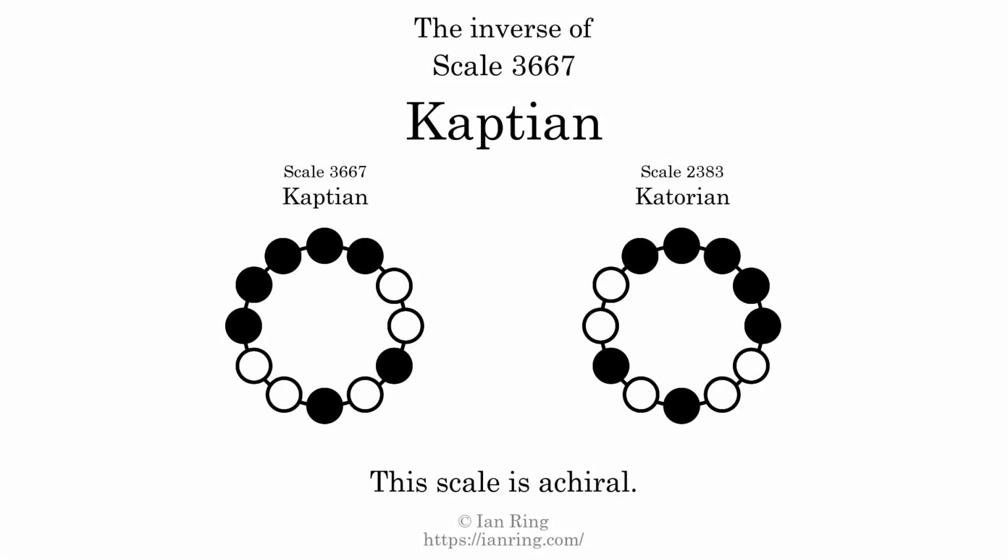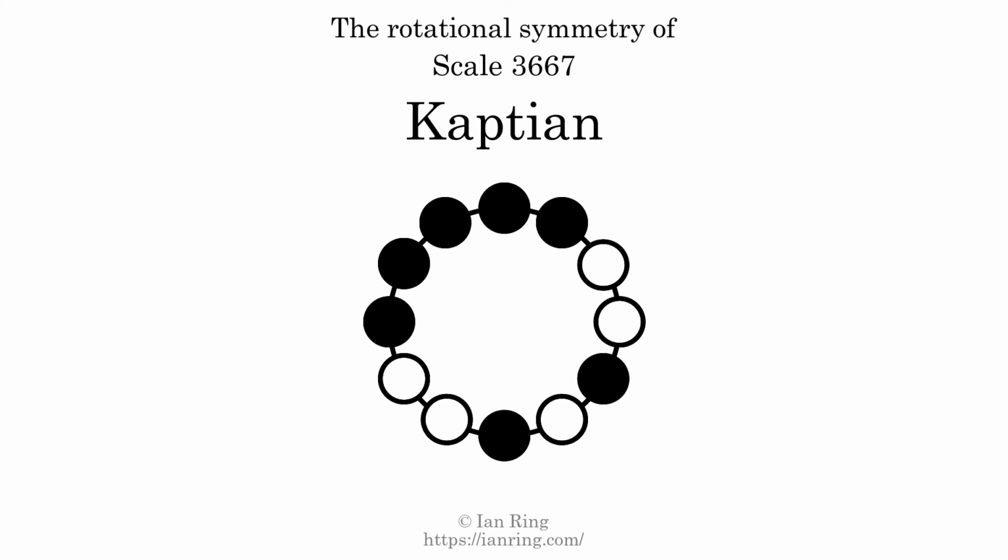The inverse of a scale is a mirror image. It is what you get when the sequence of intervals is reversed. The inverse of this scale is scale 2383, also known as Kaptian. This scale is achiral, since it can transform into its own reflection by a rotational transformation. This scale has no rotational symmetry.